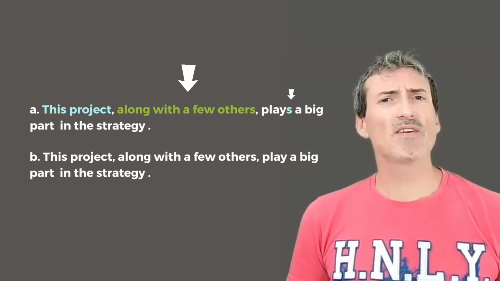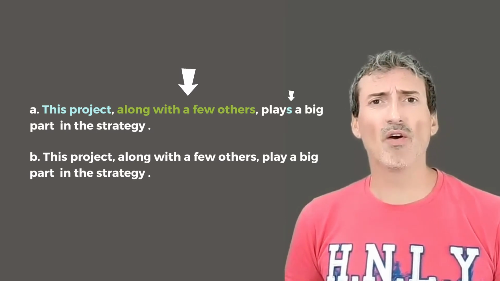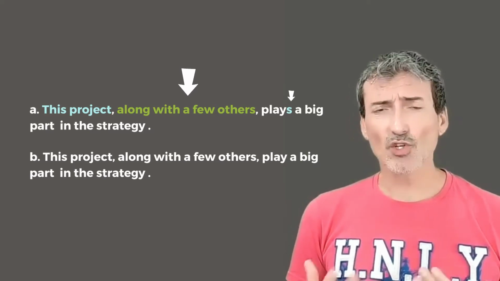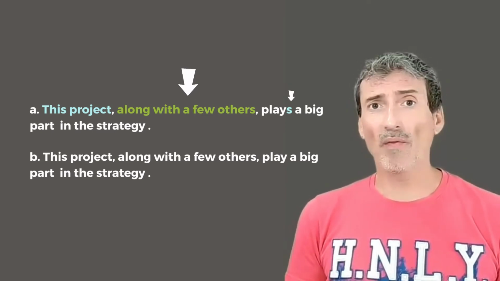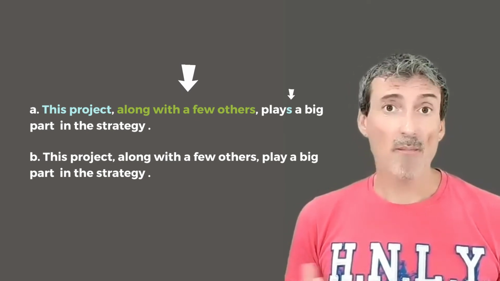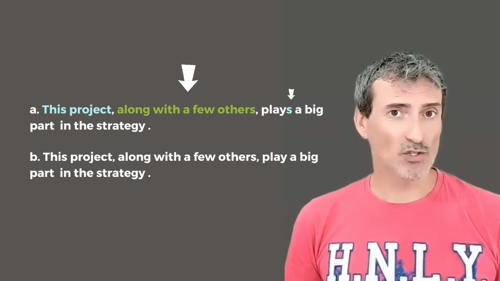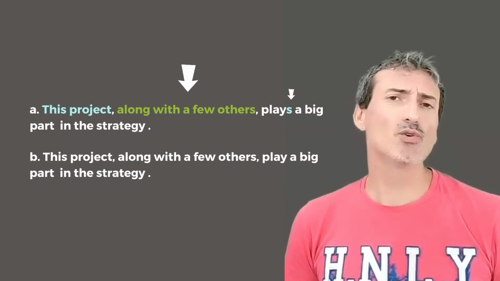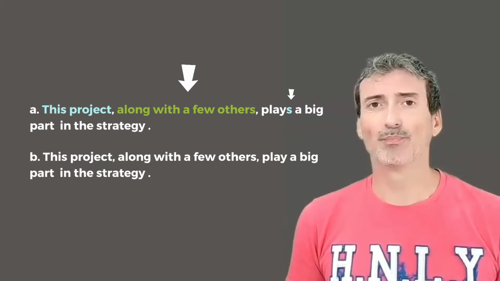However, the interesting thing about this sentence is that the subject, this project, is separated from the verb by a phrase, along with a few others. This phrase can sometimes cause confusion, because when the subject and the verb are not together, some people might get confused. And instead of putting the verb in singular to agree with this project, they might put the verb in plural to agree with others, because others is also a noun and is plural.